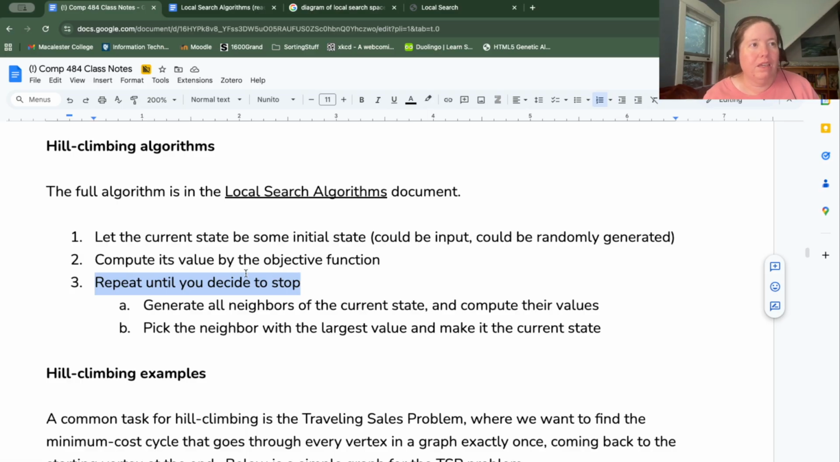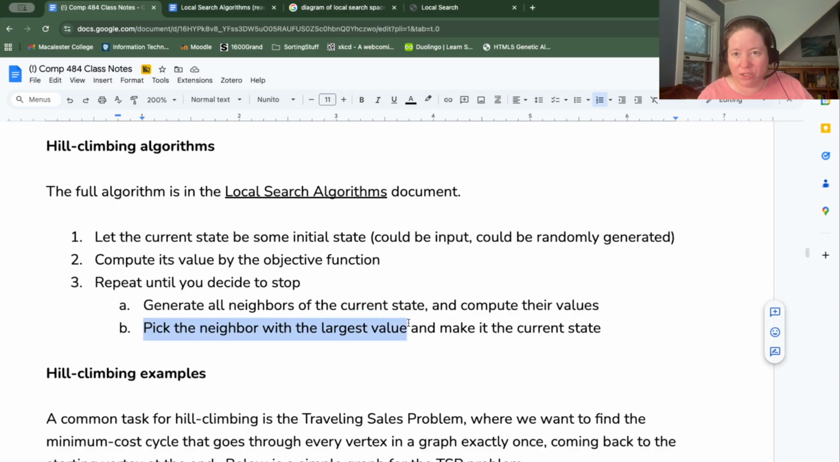So what we're going to do is to take the current state and generate all of its neighbors. There are variants where we don't generate all the neighbors, but we generate some subset or all of them, and we compute their values with the objective function. So we have to evaluate their quality. And what we'd like to do is to pick the neighbor that has the largest value and make it the current state, so long as its value is greater than the current state's value. If you hit a point where all of the neighbors are of lower quality, you're at one of those local maxima and you just stop the search at that point.